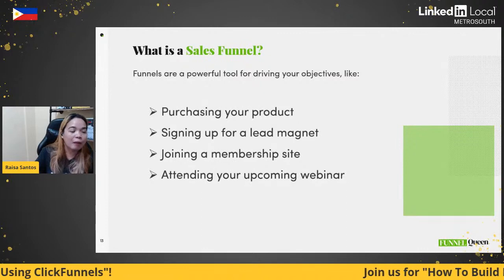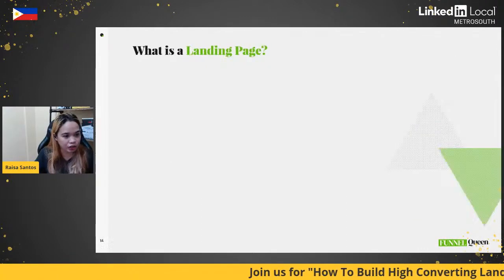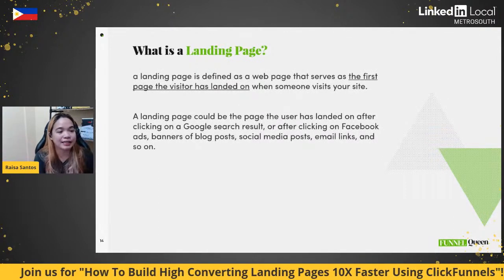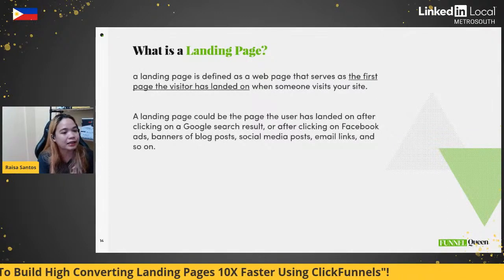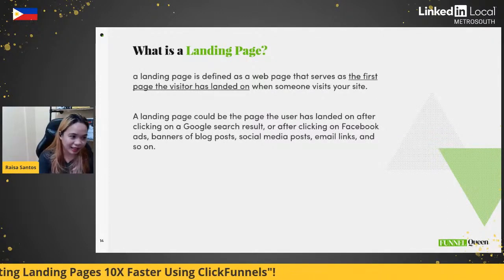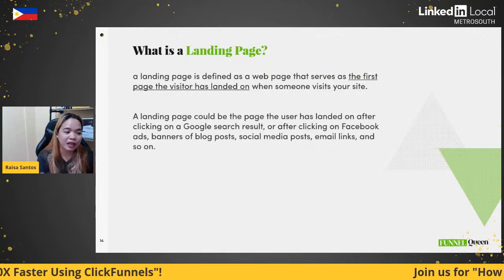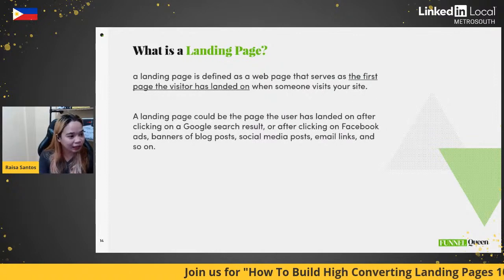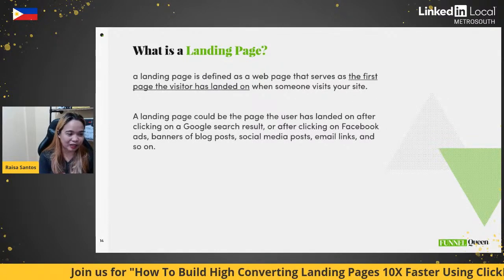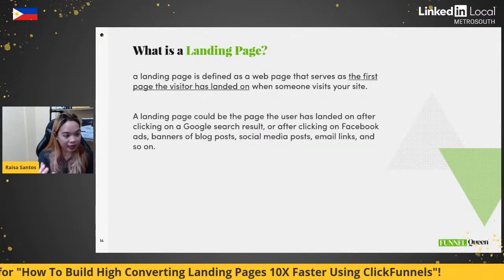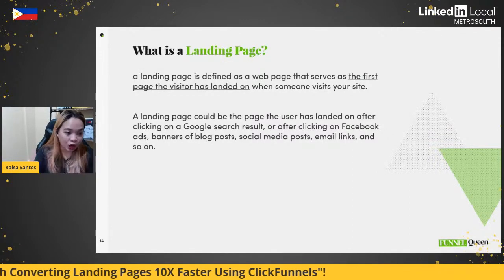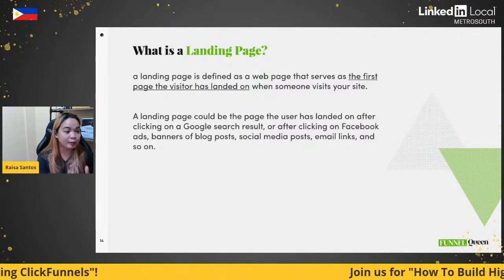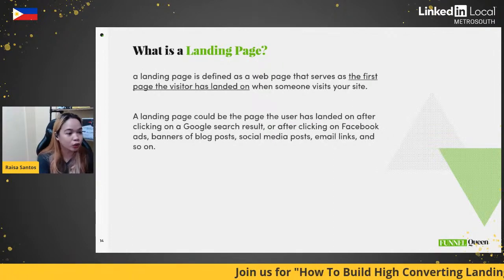Now let's talk about landing page. So what is the difference of a landing page? So a landing page is defined as a web page that serves as the first page the visitor has landed on when someone visits your site. So technically, a landing page is a part of a sales funnel because a landing page is a standalone web page. All right. So it's literally the page or the web page that you land on when you click a link from an email, or when you click something from Facebook ads or YouTube or from Google.